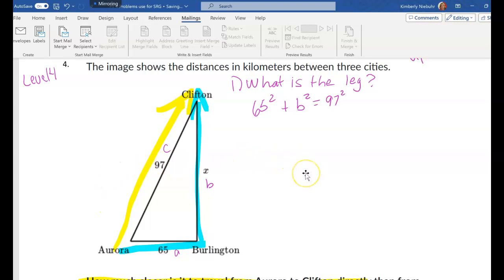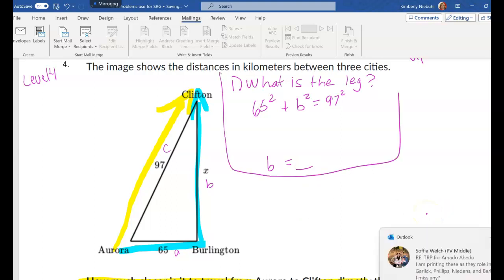So what is the leg? Once we find out what the leg is, we'll write B down here. Not B squared, we're solving for B just by itself, equals what? Then you'll have the answer to what is leg B.